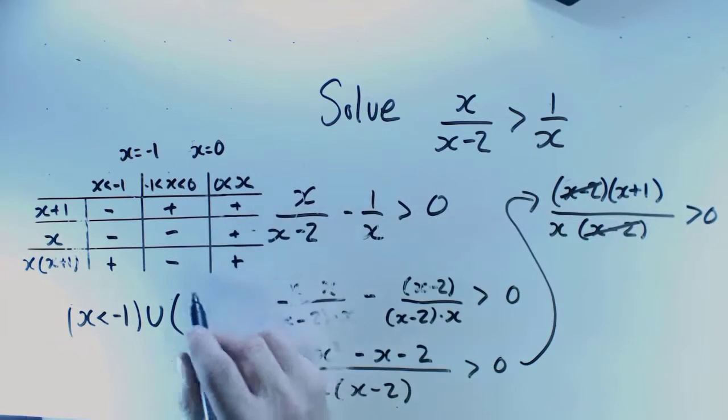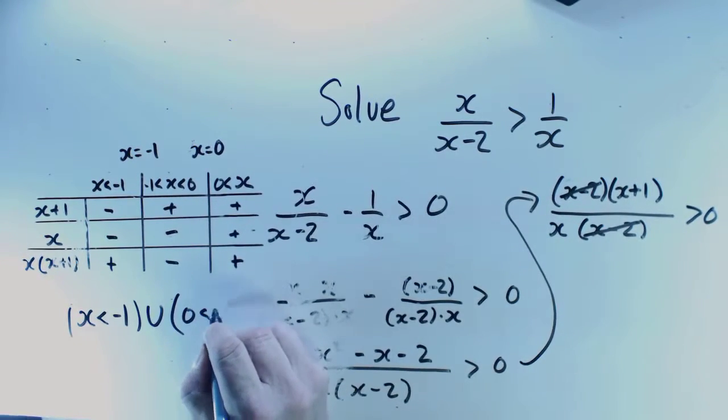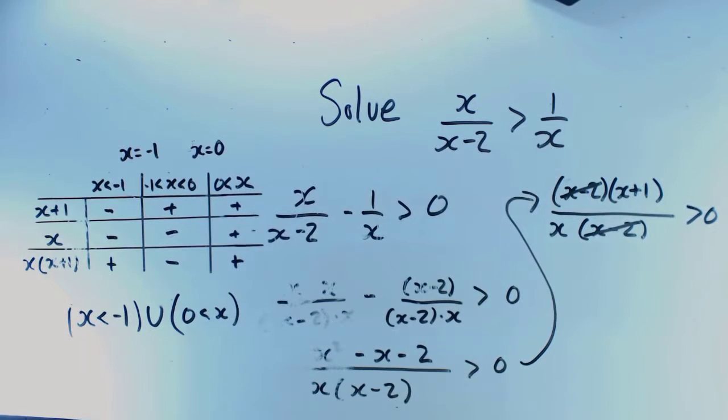And so this whole thing is going to be positive when x is less than negative 1, and that is united with x being greater than 0. And so that's solving the whole inequality.